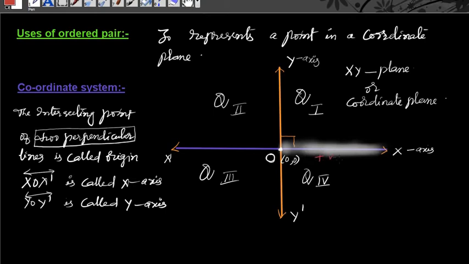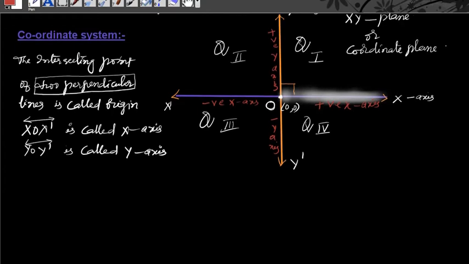This is the positive x-axis. So this side is called the negative x-axis. And in the same way, above the origin on the y-axis is called the positive y-axis. This is the positive y-axis. This is the negative y-axis. Now we are going to plot points on the coordinate plane.